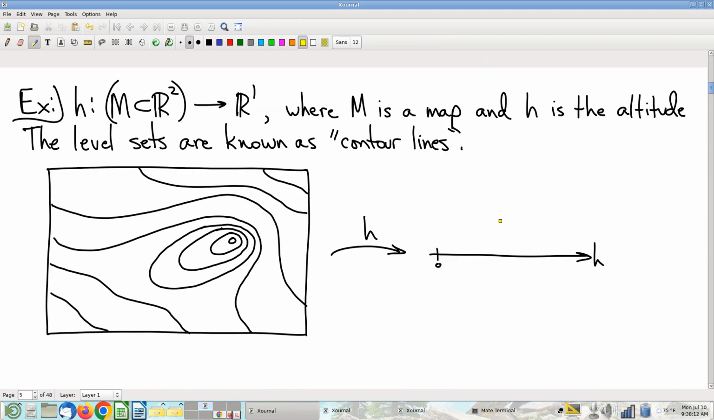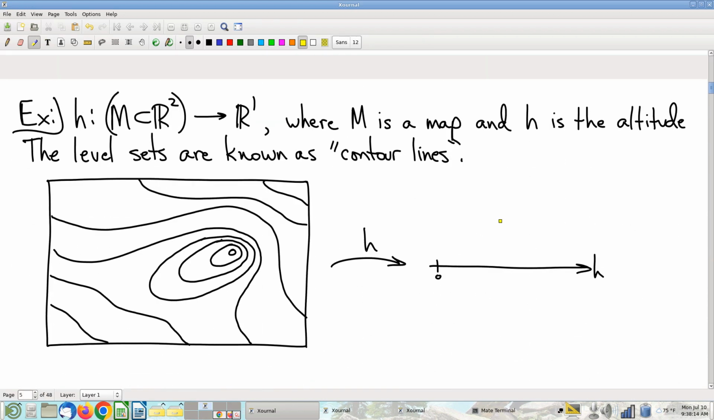All right, so here's an example. Now, y'all may have seen things like this before. If you've ever done any hiking, you have what they call contour maps or topographical maps that help you understand what the altitudes are, how steep things are as you're hiking along.